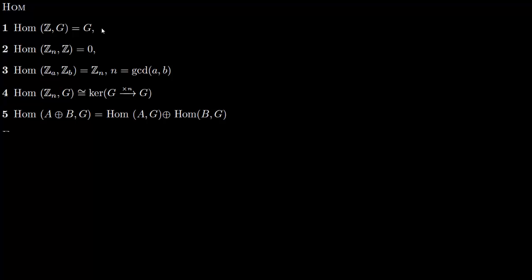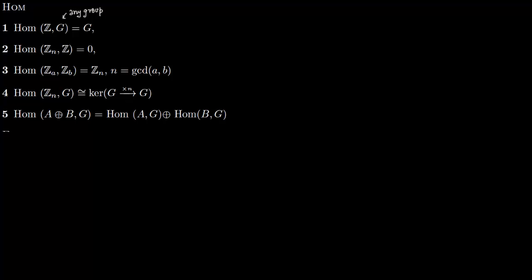So the first property is Hom of the integers Z comma G, where G is any group. So this is equal to G. Hom of Zn comma integers is 0. Hom of Za Zb is equal to Zn, where n is nothing but the greatest common divisor of a and b. Hom of Zn comma G is isomorphic to the kernel of G to G times n.